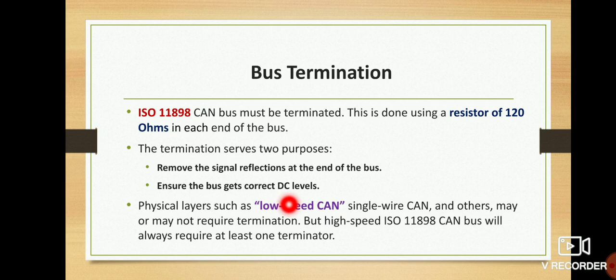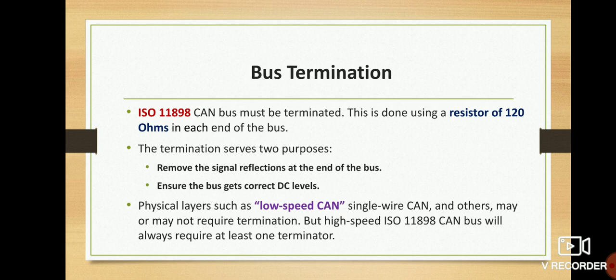The physical layers such as low speed CAN, single wire, and others may or may not require the termination, but high speed does. This is also one myth, that low speed CAN doesn't need a 120 ohm resistance. But nowadays we are using a 120 ohm resistance for all, to avoid even 1% of error. As we mentioned in our previous tutorial, because of the arbitration, the propagation of the wavefront in the CAN may cause signal reflection.